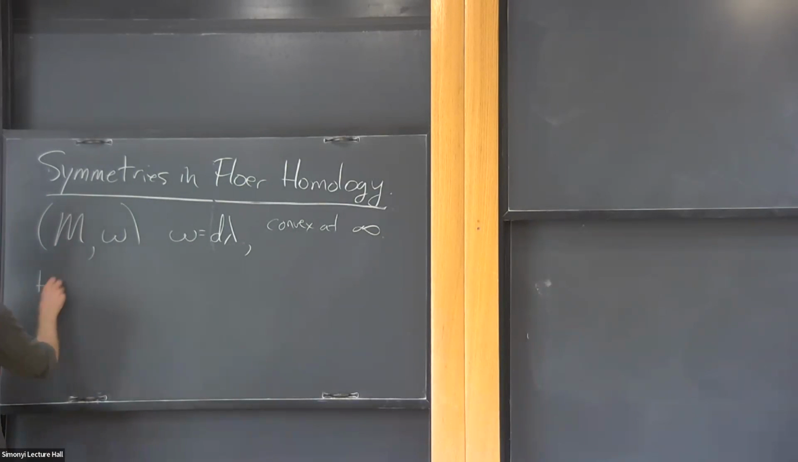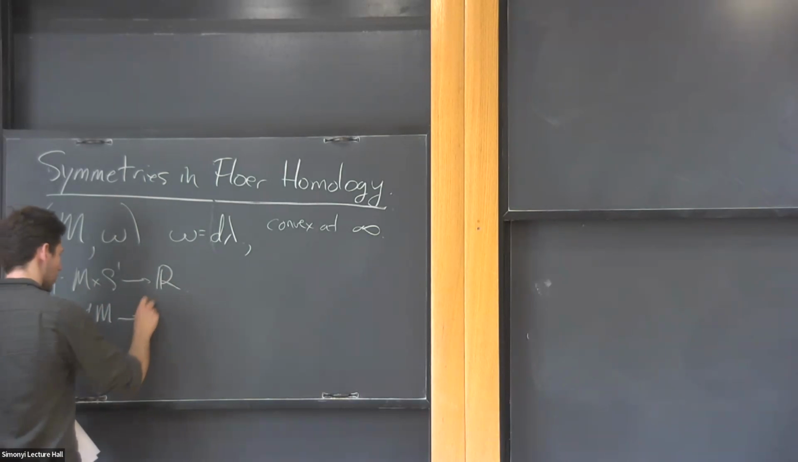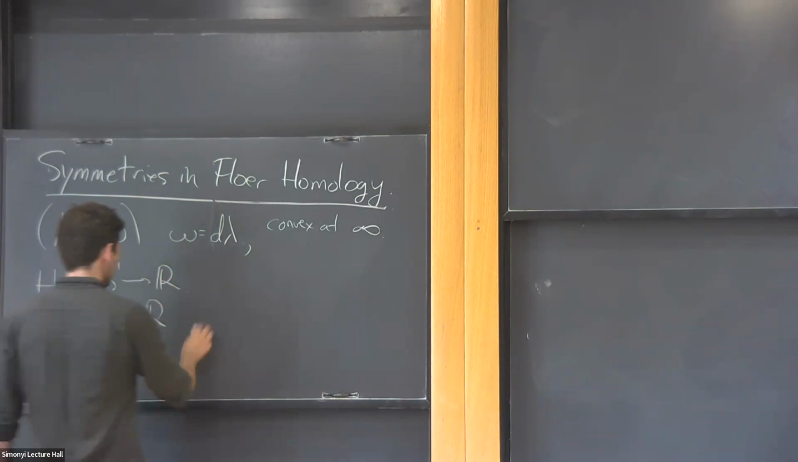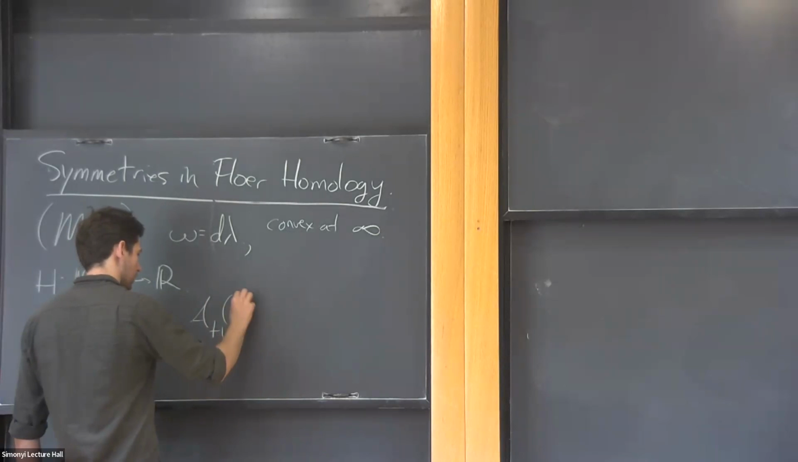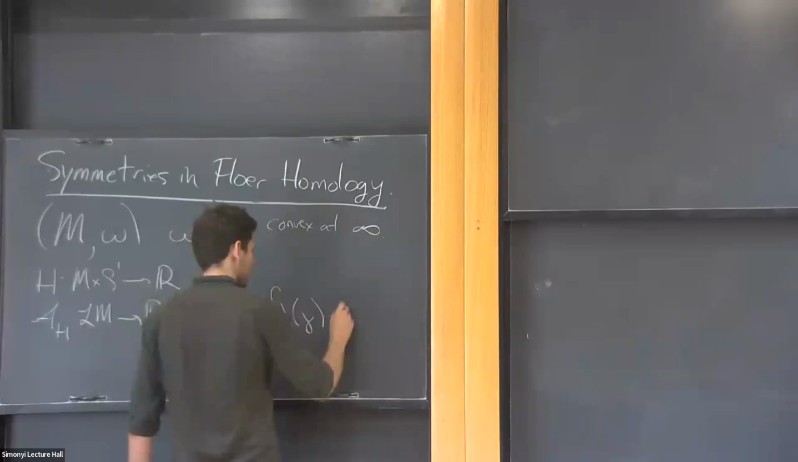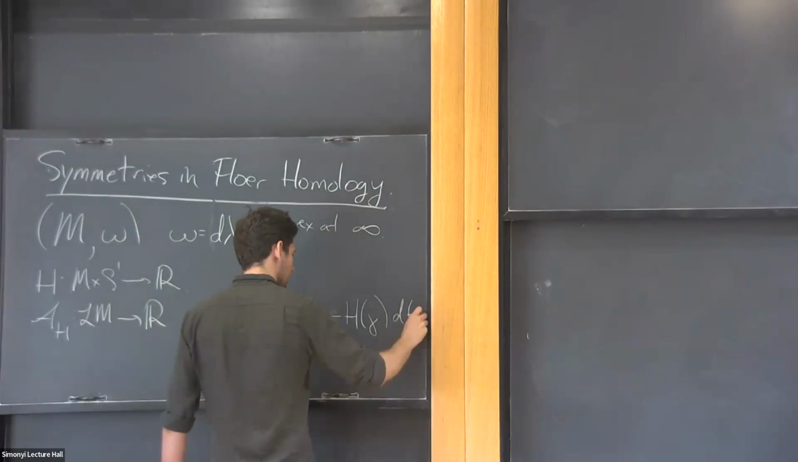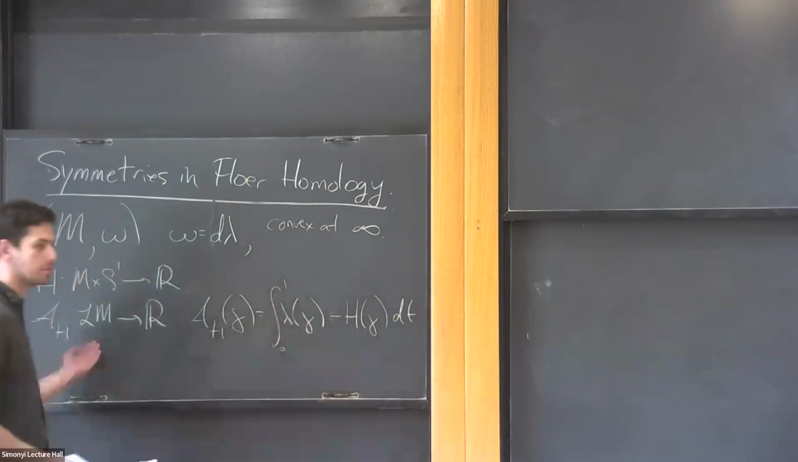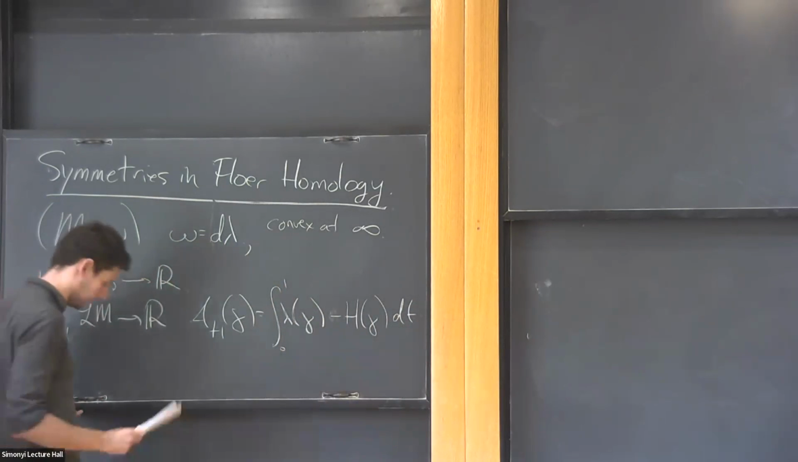So a fundamental object of study in symplectic topology and geometry is Hamiltonian dynamics. So if you have a Hamiltonian function, then you get many things. One of the things you get is a function on the free loop space of M called the action, which takes a loop to the integral of the one form over the loop, minus the integral of the Hamiltonian over the loop dt. Here LM is the space of parametrized loops in your manifold.